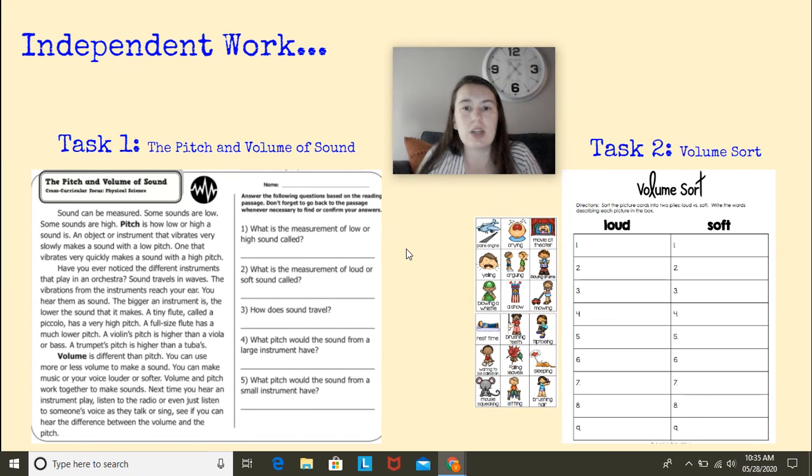All right. So your independent work is task number 1. So it's pitch and volume of sound. And you're going to go through, you're going to read this article, and you're going to answer the questions. And then your task 2 is something a little fun, and it's a volume sort. So all you're going to do is talk about if these sounds are loud or if they're soft, and you're going to put them in the correct category.